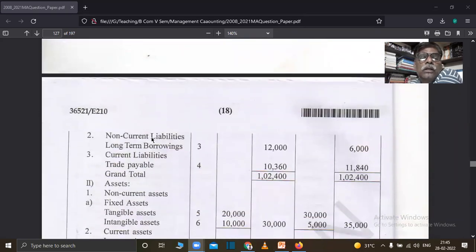Then non-current liability, long-term borrowing 12,000, 6,000. Decrease is there, that is redemption. It is financial activity. Trade payable, operating activity. Increase, you have to take in the add heading.